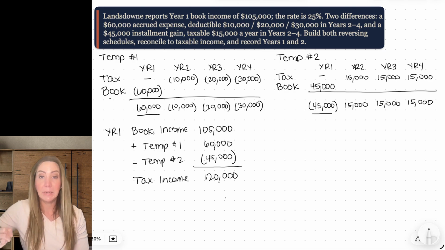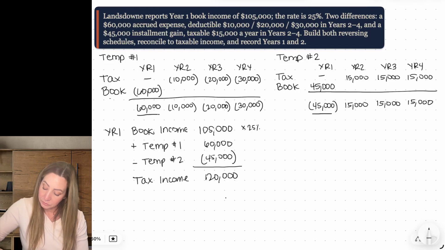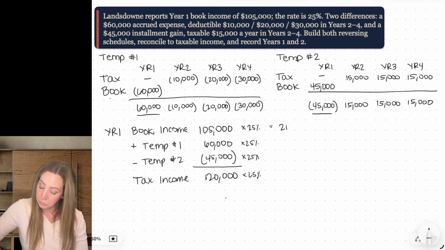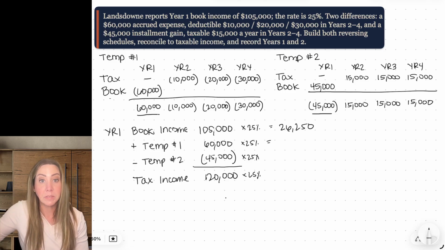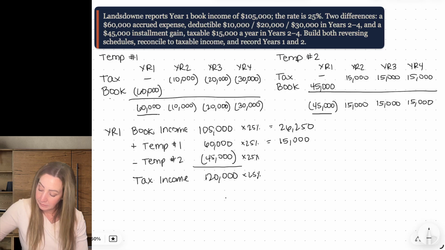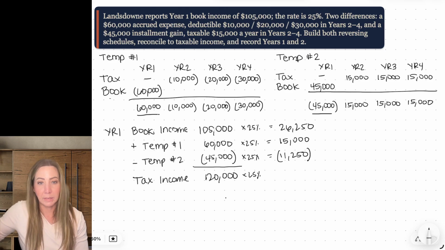And now we have everything we need to start building our journal entry. We just need to apply our tax rate of 25%. So we'll apply that to each line, and that will give us the numbers that will go into our journal entry. So first we've got $26,250. Then 25% times 60,000 is 15,000. And then 11,250, it's our negative item. Well, we don't really need to put the negative anymore.